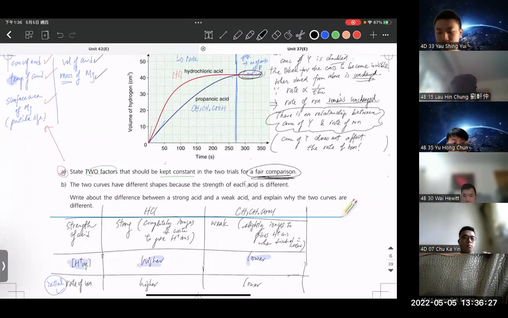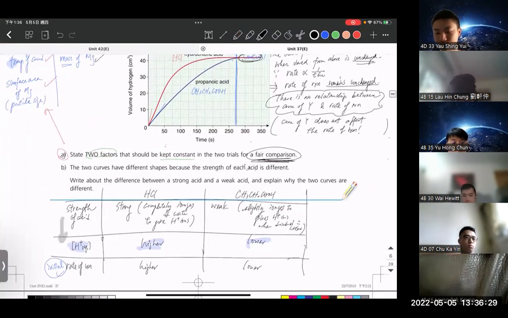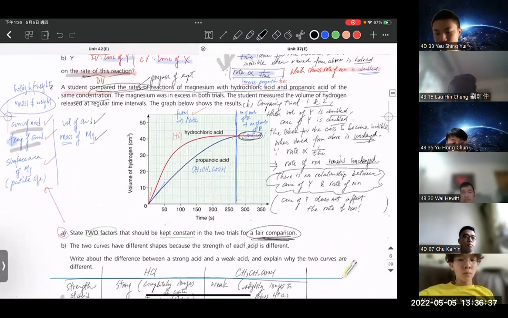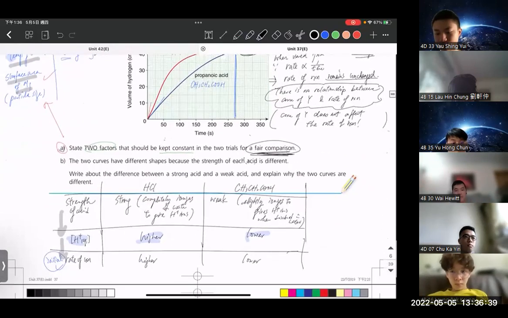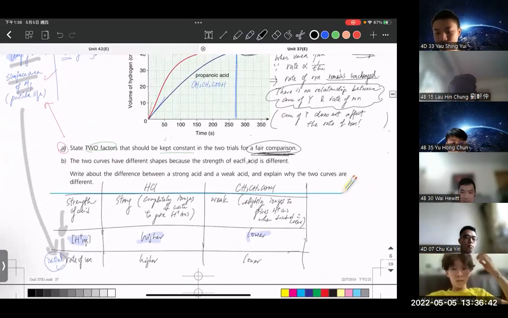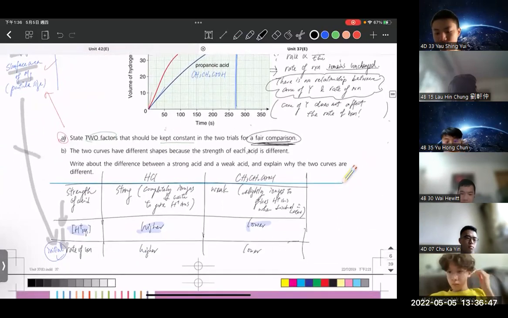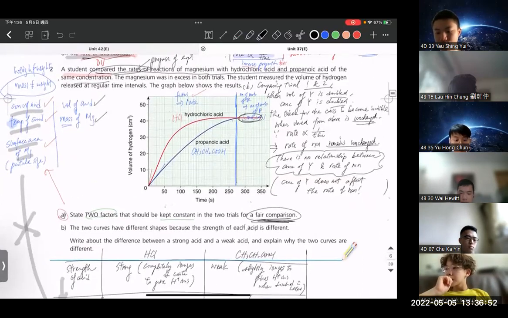So in this case, you may find that the strength of acid will affect the hydrogen ion concentration, which will affect the initial rate of reaction. Of course, all these factors would also affect the rate of reaction, right? But if you want to make a fair comparison, you have to make sure that these three will not affect the rate of reaction. How? You are going to keep them as constants. So we will call this a controlled variable.